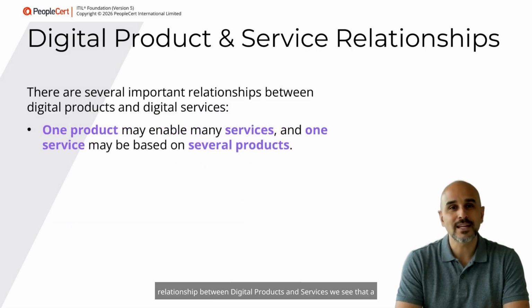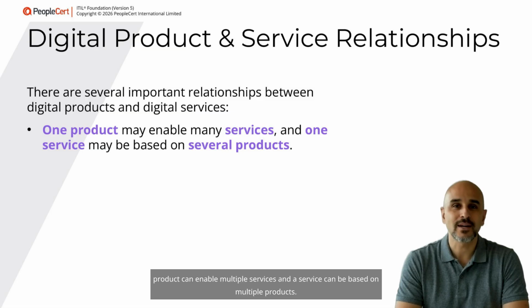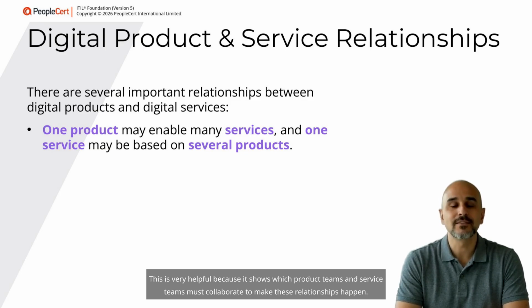When we look at the relationship between digital products and services, we see that a product can enable multiple services, and a service can be based on multiple products. This is very helpful because it shows which product teams and service teams must collaborate to make these relationships happen.